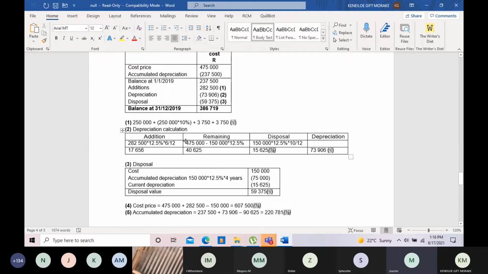Okay, so now let's jump into this one. You can see that the 475 is the original cost that was presented to you there as the balances at the beginning.